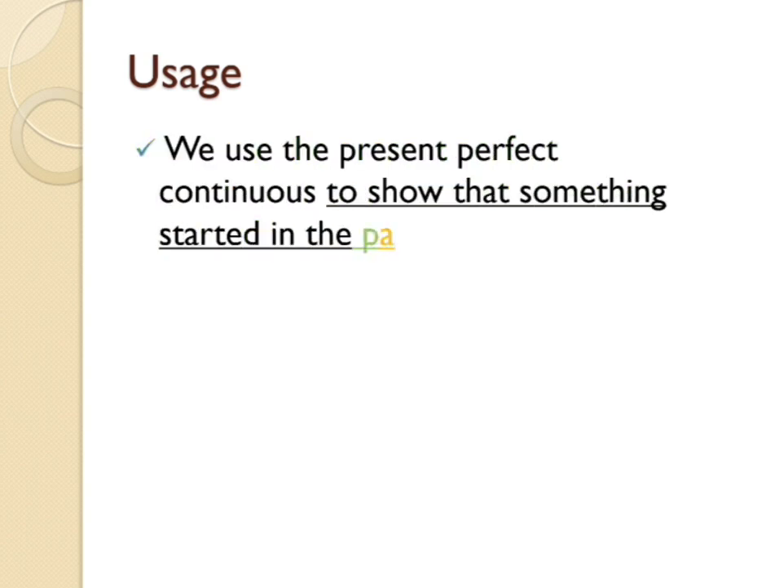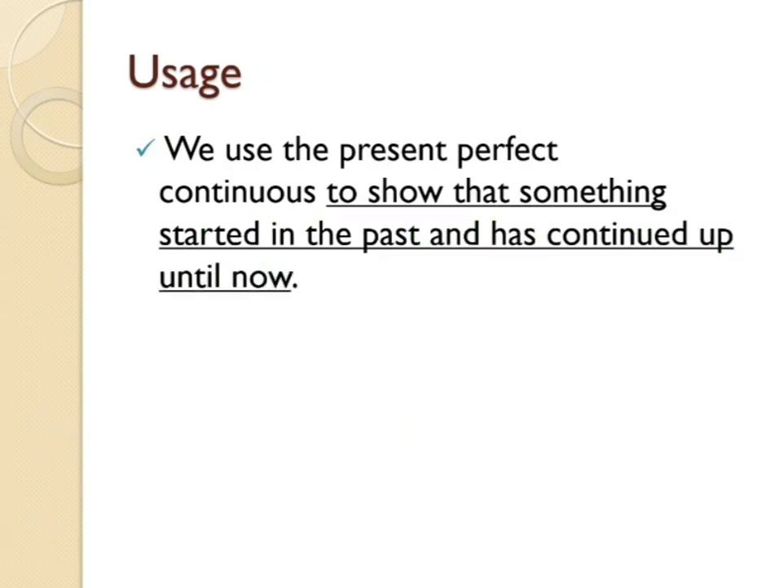Friends, the present perfect continuous tense is used to show that something started in the past and has continued up till now. In other words, we can say that the present perfect continuous tense shows that something did initiate in the past and is still continuing in the present time.